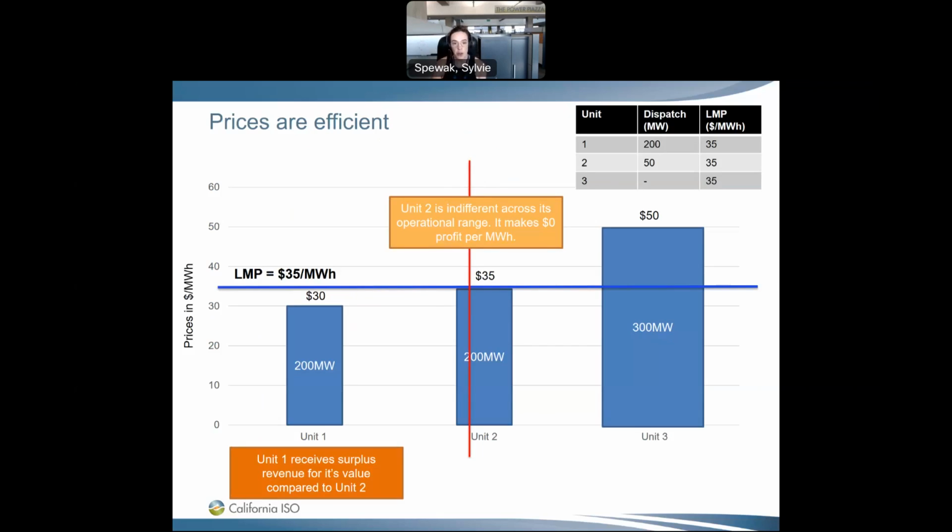Unit 2 makes $0 in profit per megawatt hour, so this resource is indifferent to dispatching across its operational range. Finally, Unit 3 would lose $15 per megawatt hour if it put any of its capacity onto the grid at this clearing price. So it has no incentive to dispatch. The market is signaling that we don't need it, and therefore this price is efficient.